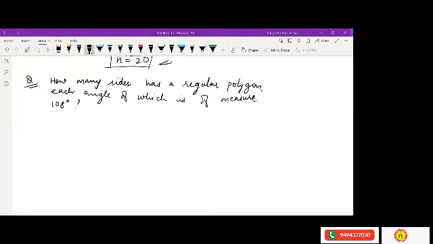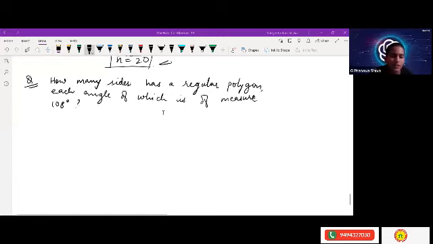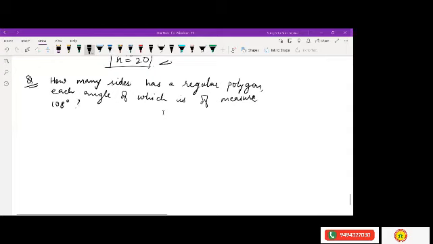Ma'am, is the polygon having 5 sides? See, just now we did the 108 question. How many sides has a regular polygon, each angle of which is of measure 108 degrees? Ma'am, 108x is equal to 360, we can write. One second. It's saying each angle is 108 degrees.